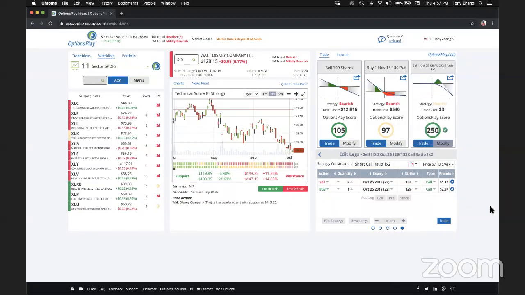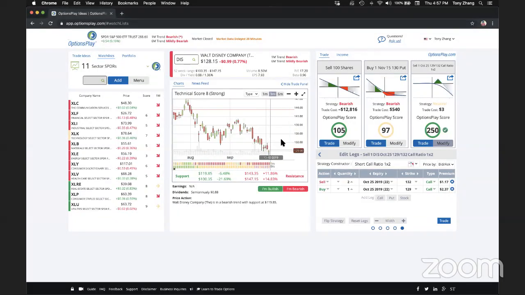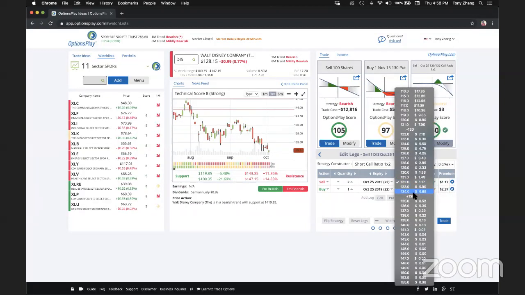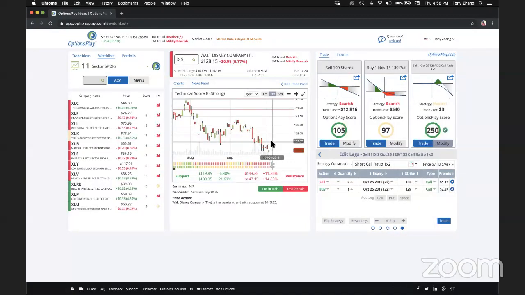So you're right. I'm sorry, who asked that question? Oh, Eric asked, so would it be better to use October in the Disney example? So yes, if you do think the bounce is going to happen over a shorter period of time, you can use a shorter dated option. But you will find that you won't be able to sell the 134s. So the shorter you go, the less leeway you have here.